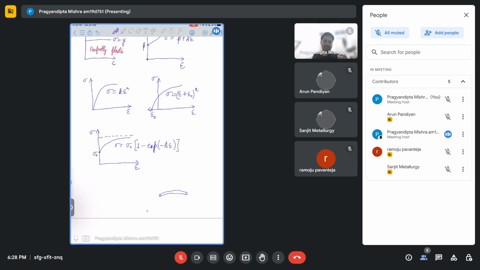In pre-stressed materials, your curve would start somewhere here. You'll have some negative value of epsilon naught, which is already pre-present. When the load is applied, it starts from there and then goes to 0. Essentially, your strain becomes 0 at some value of stress.